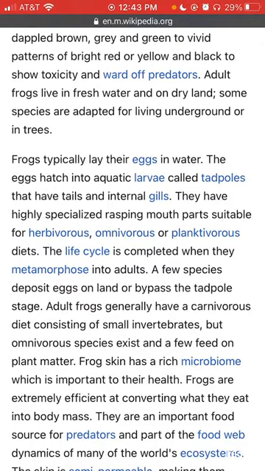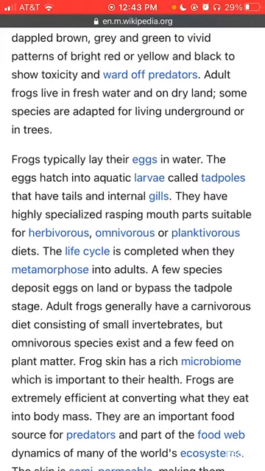Frogs typically lay their eggs in water. The eggs hatch into aquatic larvae called tadpoles that have gills and internal gills. They have highly specialized rasping mouthparts suitable for herbivorous, omnivorous, or planktivorous diets. The life cycle is completed when they metamorphose into adults. A few species deposit eggs on land or bypass the tadpole stage. Adult frogs generally have a carnivorous diet consisting of small invertebrates. Omnivorous species exist and a few feed on plant matter.